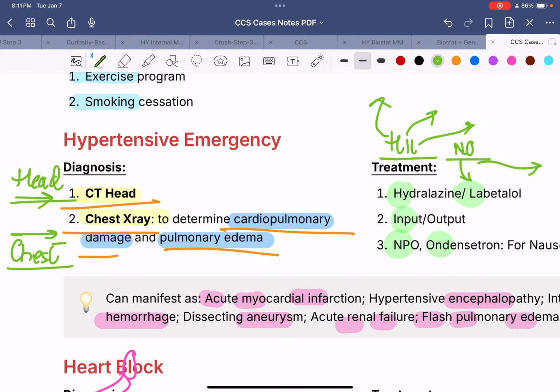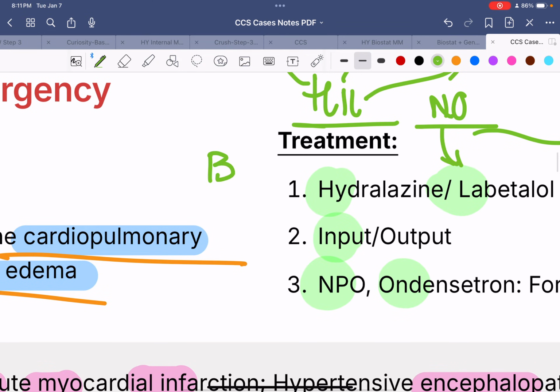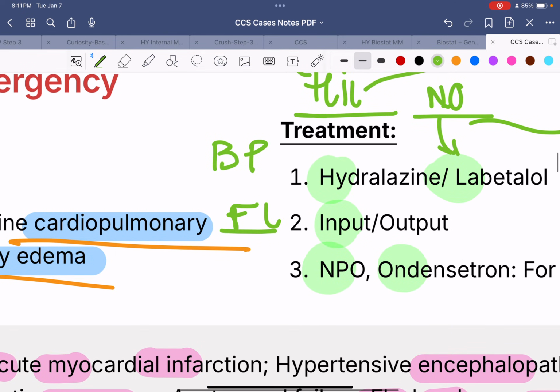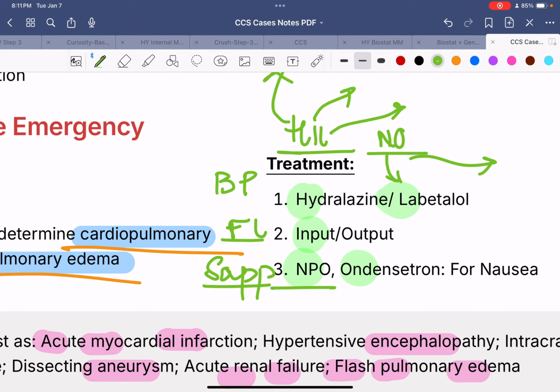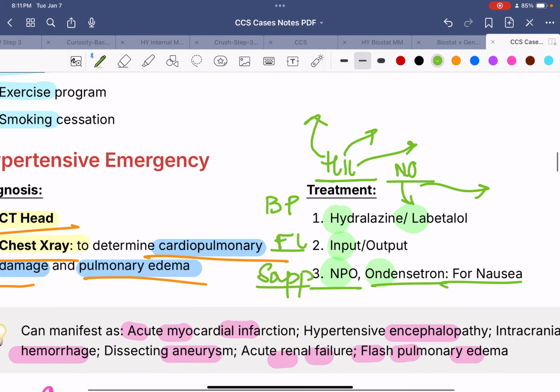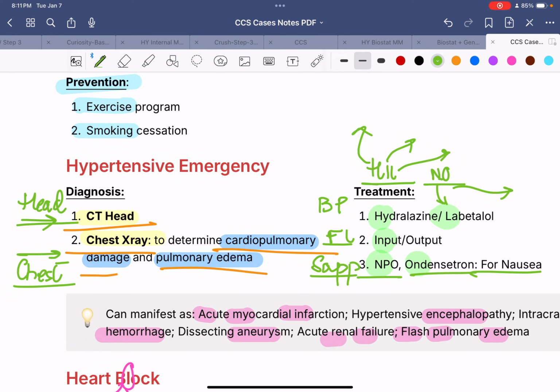Now the goals of treatment. First of all, it's hypertensive emergency, so you have to control the blood pressure. Number two, the patient might be in a state of fluid overload, so fluid status monitoring with input-output monitoring. And then regarding the patient's general support, making the patient NPO and giving ondansetron for the nausea. So these are the three main things you have to control in hypertensive emergency: blood pressure control with hydralazine or labetalol, fluid control with input-output monitoring, and supportive treatment with ondansetron for nausea.